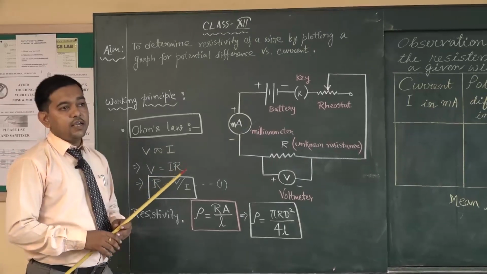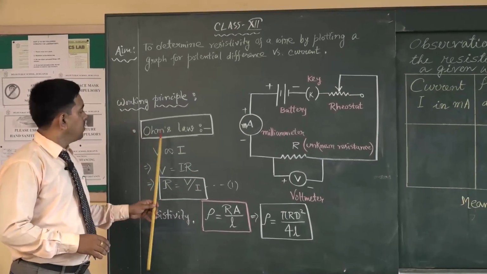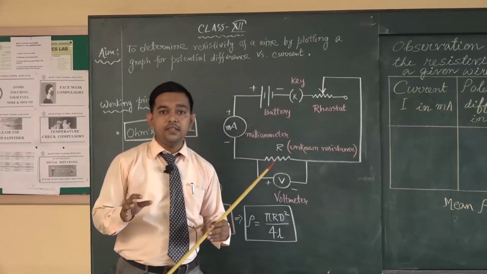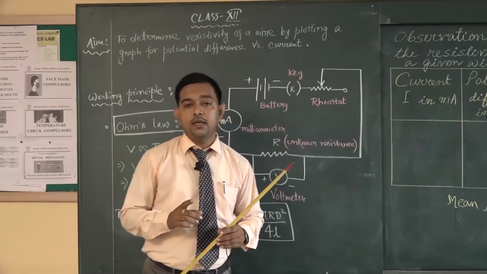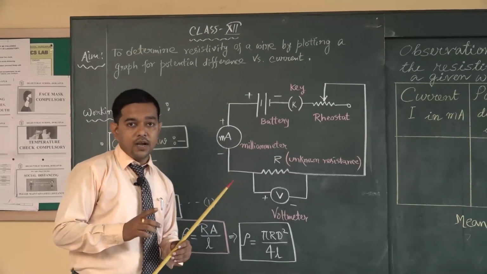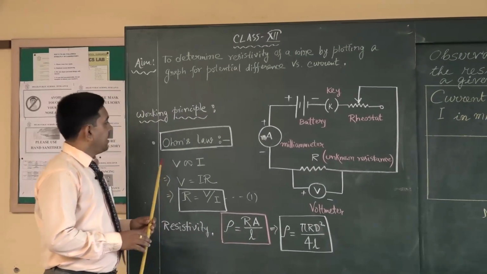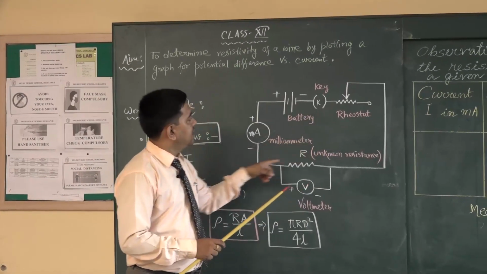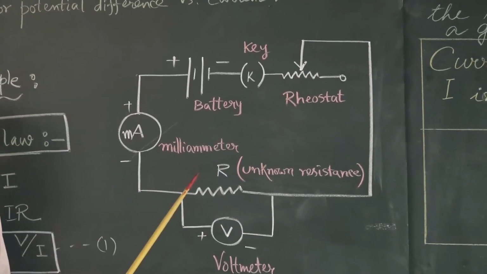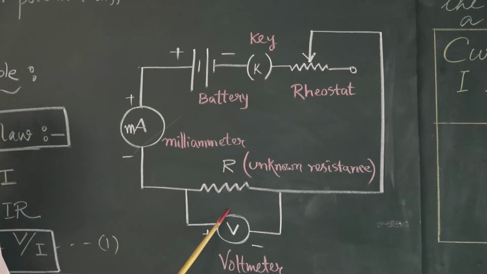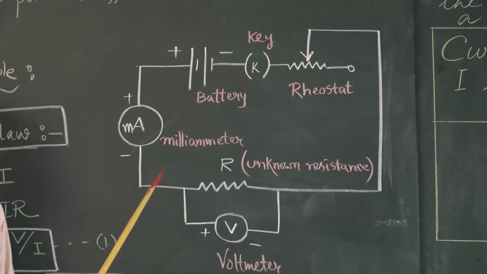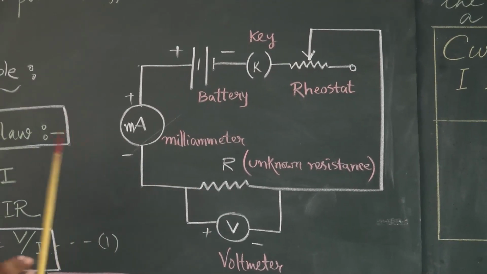As I have already mentioned, it is based on Ohm's law. According to Ohm's law, temperature, pressure and other physical quantities remaining the same, the current flowing through a conductor is directly proportional to the potential difference applied across the ends of the conductor. In this particular circuit, as you can see, there are several circuit elements. We will control the current, and that current will pass through this resistance, and the potential drop across this resistance will be measured. So this experiment is basically the measurement of current and potential difference.